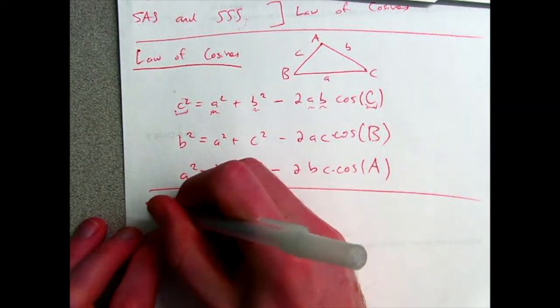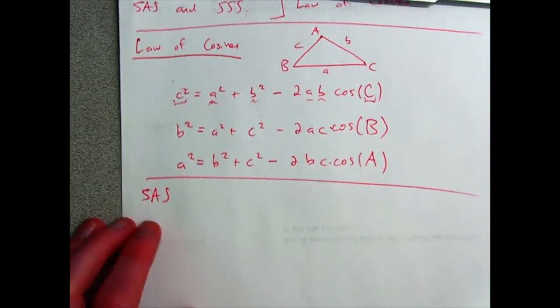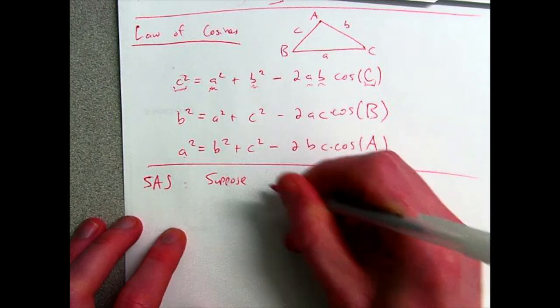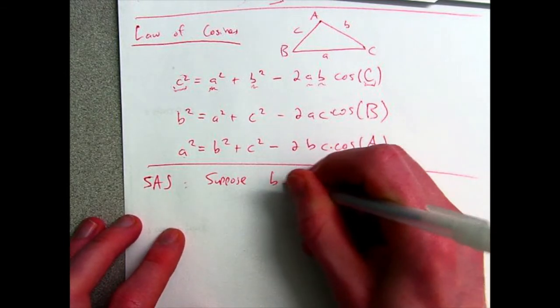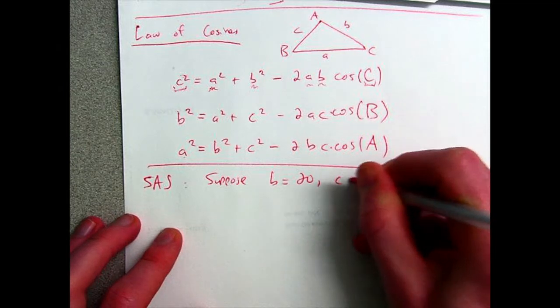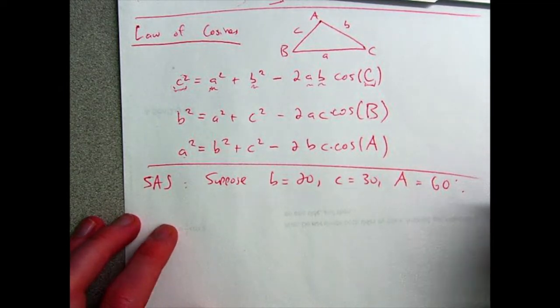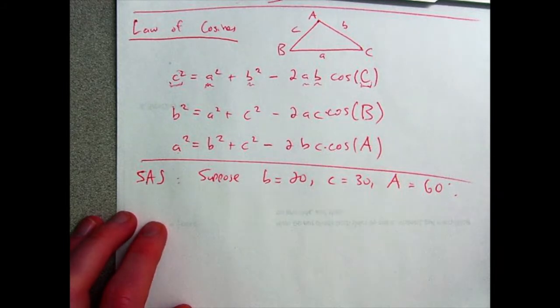Okay, so let's see how this thing actually gets used. Let's start with an SAS triangle, okay? So suppose that little b is 20, and C is 30, and capital A is 60 degrees, okay? And what I want to do is just find the remaining missing angles and sides.